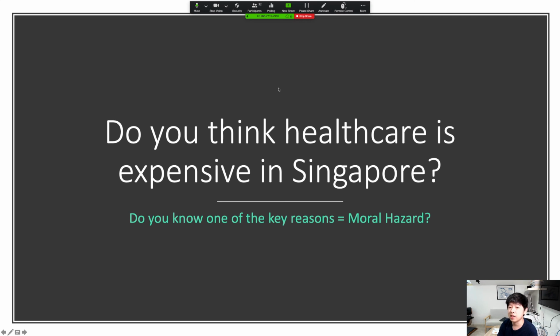Here's a question for you. Do you think that healthcare is expensive in Singapore? Don't take into account government subsidies. If government subsidies like CHAS and polyclinics don't exist, do you think healthcare is expensive in Singapore? Healthcare is actually quite expensive in Singapore, and medical inflation has been going up at a far higher rate. I cannot remember which year, 2 or 3 years ago, the medical inflation was about 10 times higher than the consumer price index, which meant medical inflation was very, very high. And one reason why it is so high is because of moral hazard. So I'm going to take some time to explain the concept of moral hazard to you.